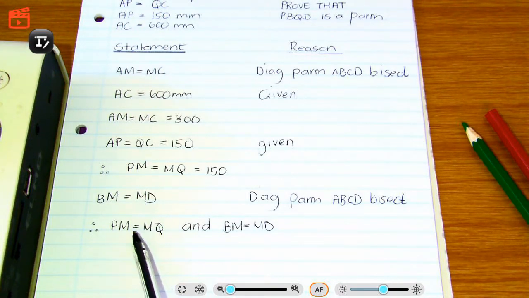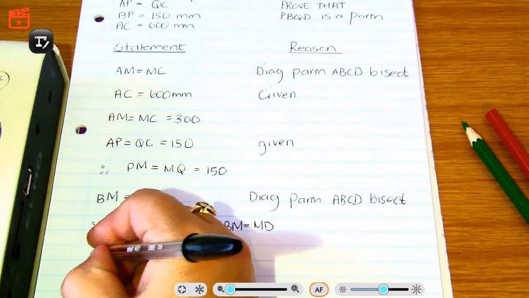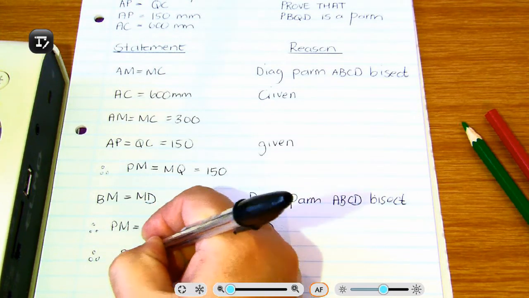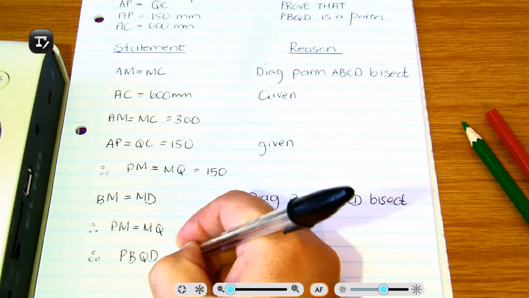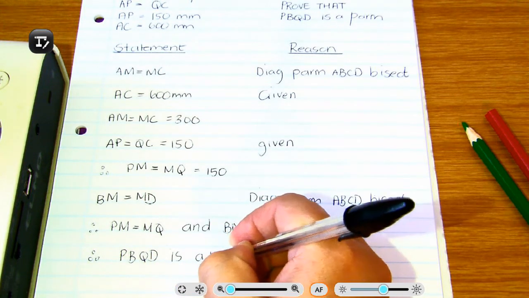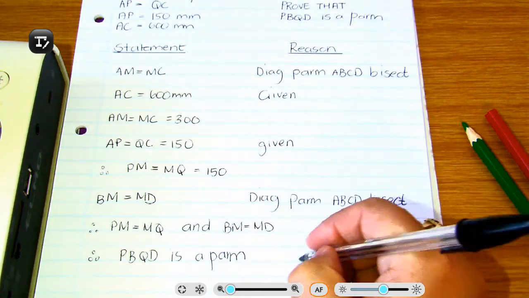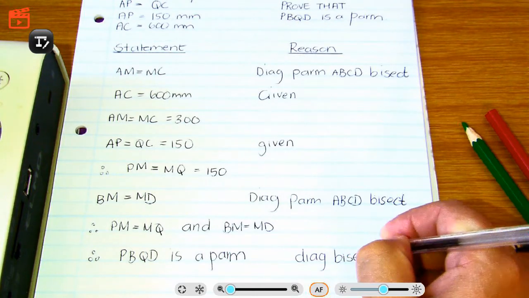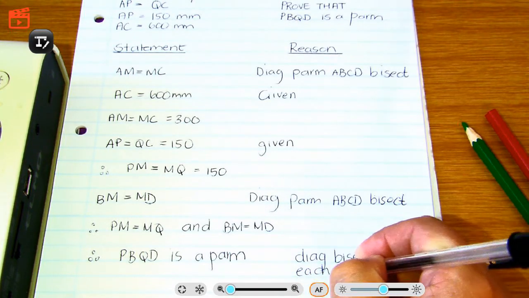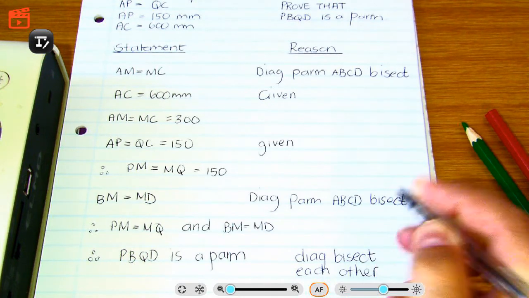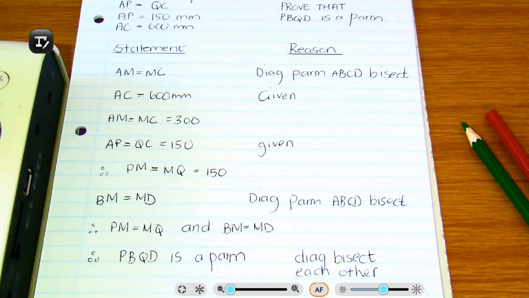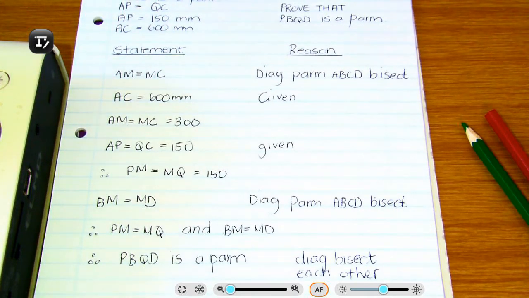Because it is then proven that the diagonals bisect each other of the smaller parallelogram, therefore PBQD is a parallelogram. And the reason is that we proved that the diagonals bisect each other. Okay, so there we have proven that PBQD is a parallelogram.